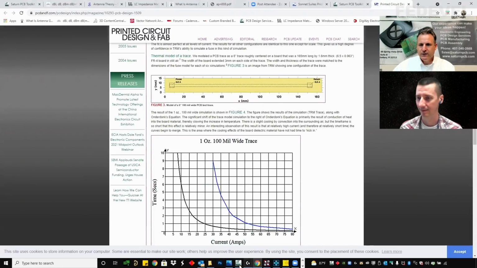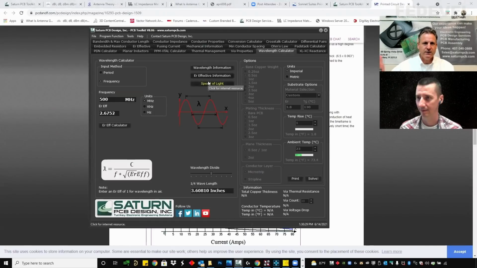And I also put in speed of light, because the real speed of light is like 299-something kilometers per second, versus the 300,000 that everybody uses. I don't know why I put that in there. I just figured I'd put that in there. So that's where that's from. And I even have the formula, lambda over C divided by frequency times square root of ER effective.